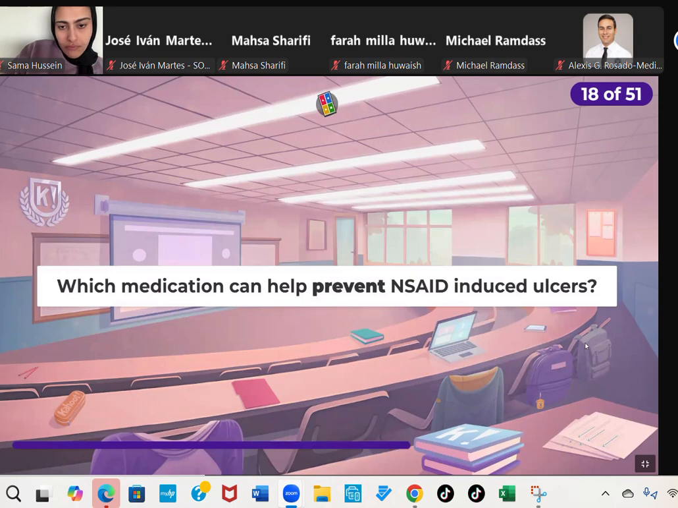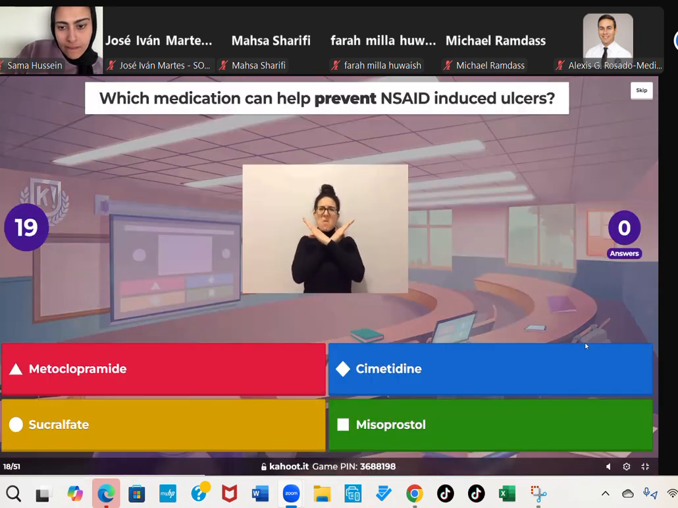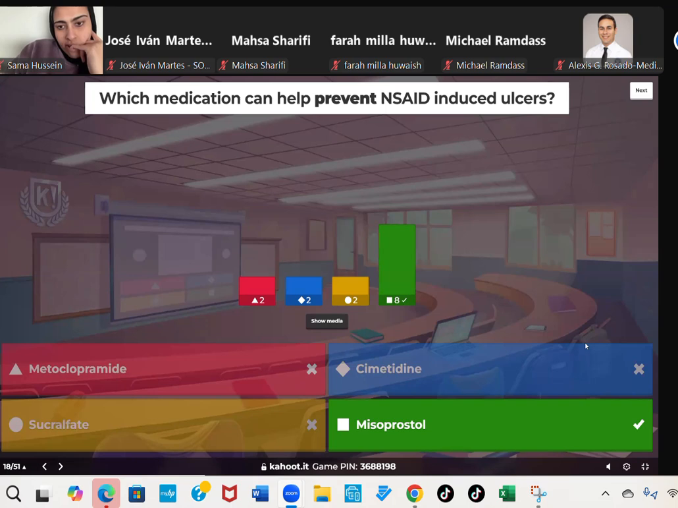All right, which medication can help prevent NSAID-induced ulcers? Were you paying attention earlier? Metoclopramide, cimetidine, sucralfate, misoprostol. Oh, there were 6 that were not paying attention previously. All right, so metoclopramide, what is metoclopramide used for? Diabetic gastroparesis. Yeah, diabetic gastroparesis, which leads to nausea, sometimes vomiting.